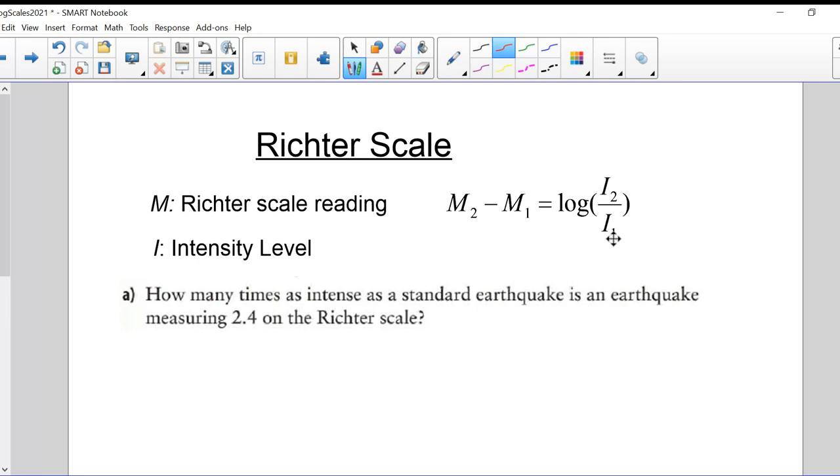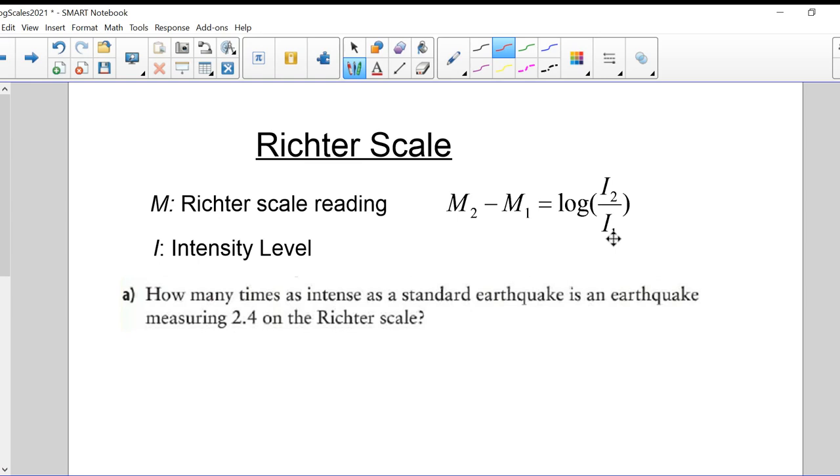When you compare two things on a log scale, the difference between them is actually an exponent on 10. If they're using a base 10 log, and most times we use a base 10 log, that's how you need to think about this. Whatever that difference is between two earthquakes, raise 10 to that number, because that's an exponent, and that tells you how much more intense one is compared to the other.